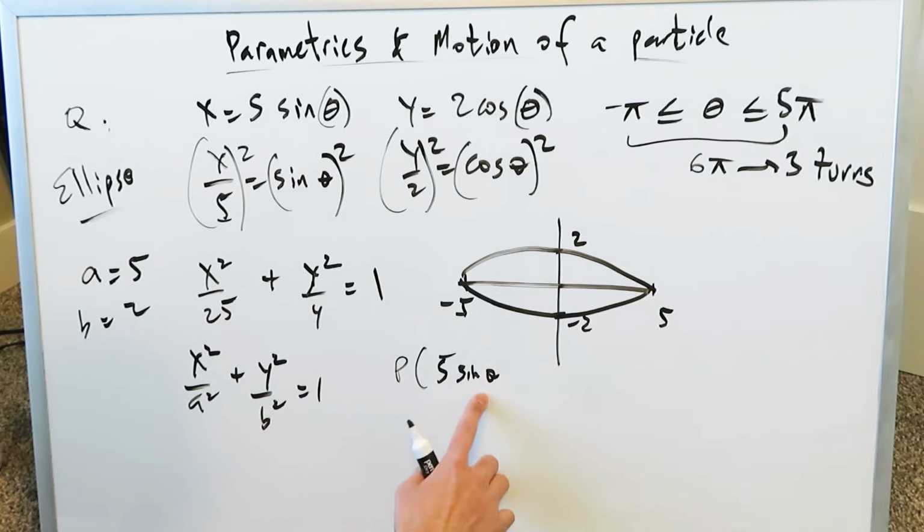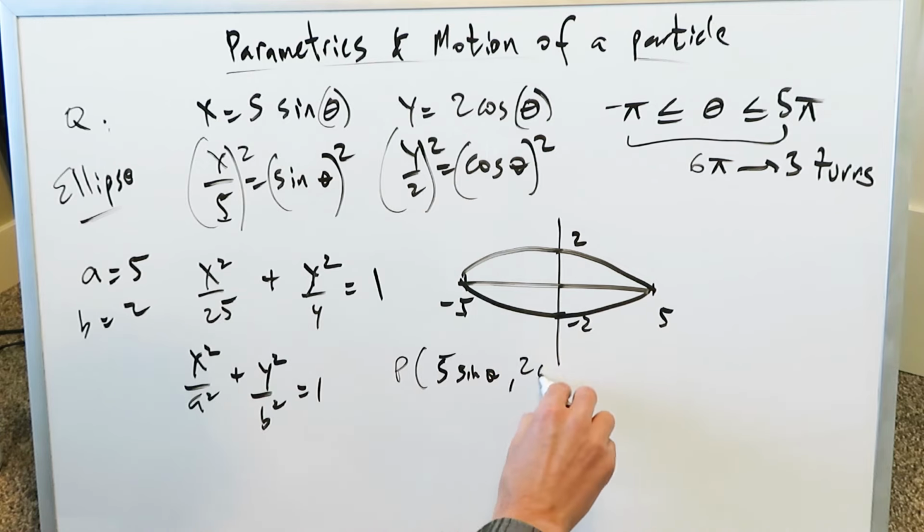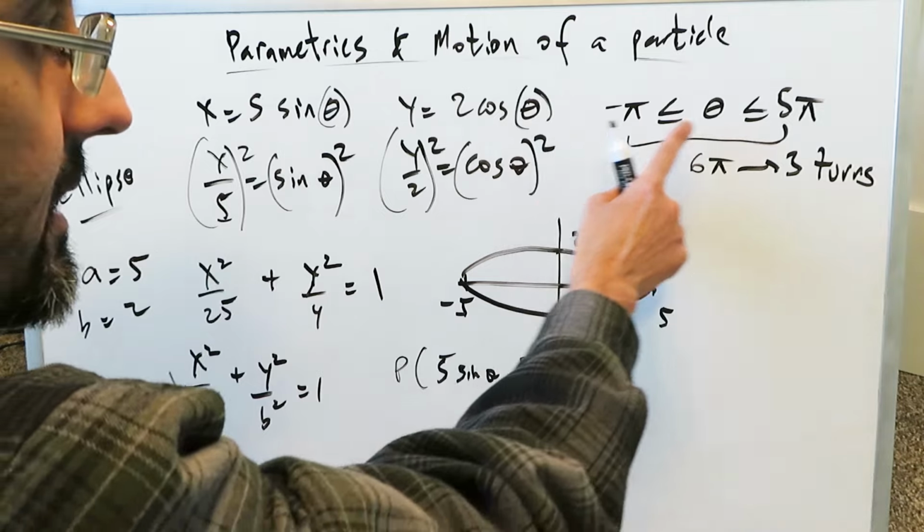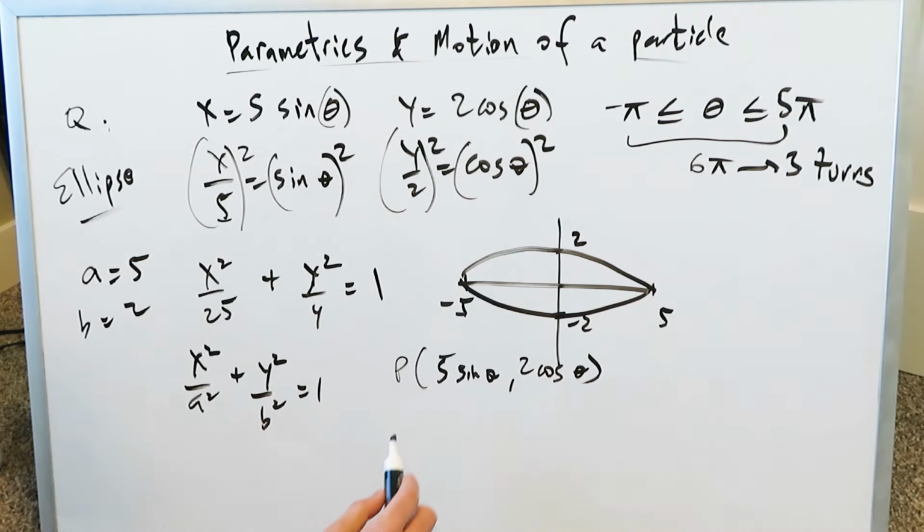That point has an x value 5 sine theta, it has a y value 2 cosine theta. When I'm looking at these, I don't have to go through the entire range of values. I can just go through 3 values, and I'll do minus pi, and I'll do, how about we'll do minus pi over 2, and then we'll do 0.